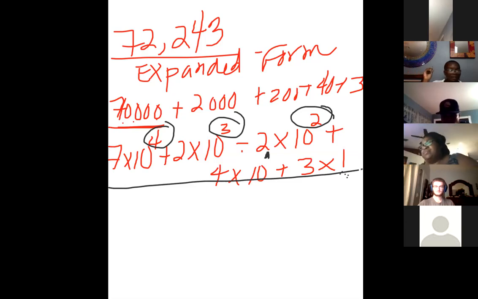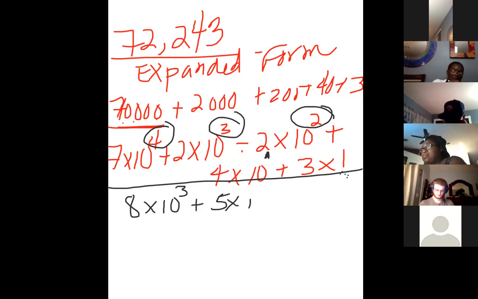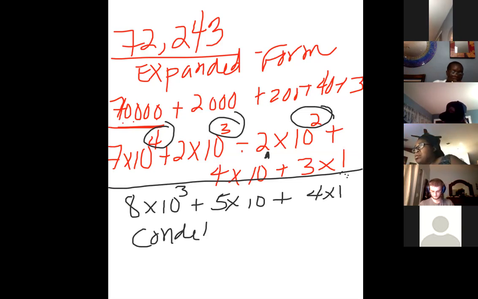Now, all right, so here's the next part. We have to do this in reverse. Let's say they give you a number like this: 8 times 10 to the 3rd plus 5 times 10 plus 4 times 1. And they want you to write this in condensed form. They want you to condense this.